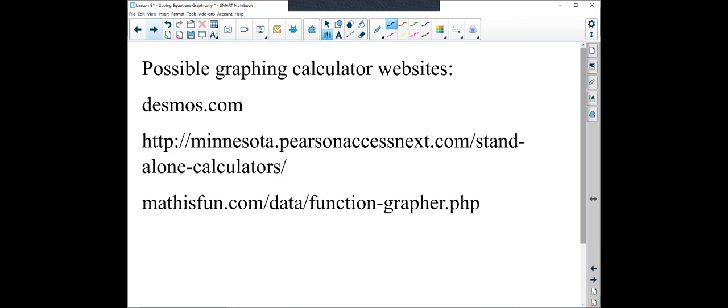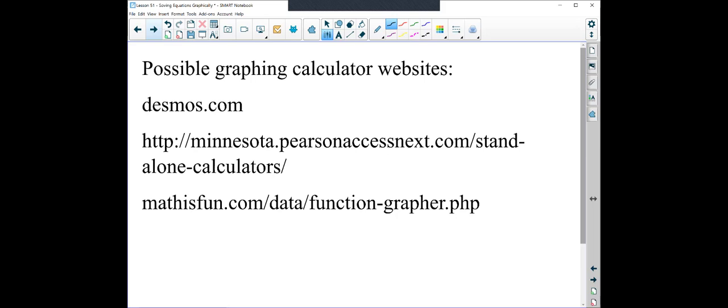The textbook uses this mathisfun.com. The thing that I don't like is for that one, it doesn't actually find the points of intersection. You have to zoom in until you find the points of intersection, which I think is a lot more work than it needs to be. So my recommendation would be, if you don't have your own calculator, using the Pearson Access Next or Desmos. I think those two work really well.